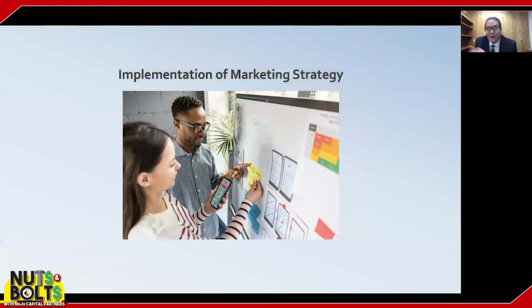So we look at the implementation of the marketing plan. You're going to want to plan it out and understand, and that's the whole thing of having that marketing plan.